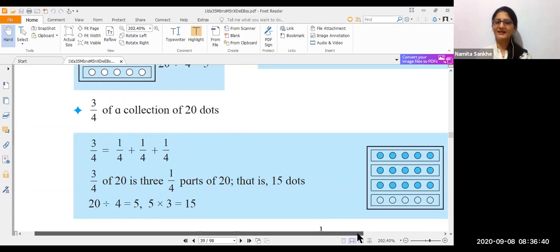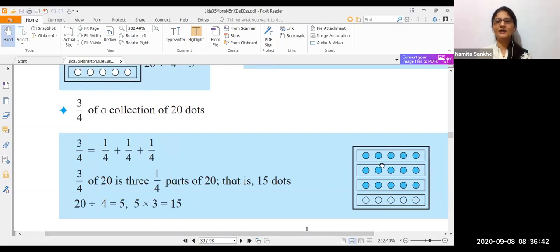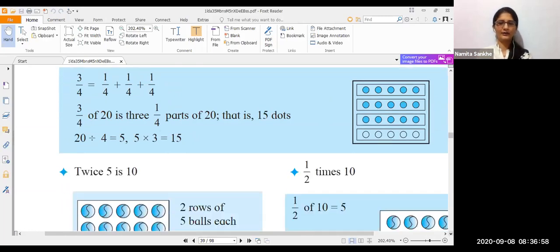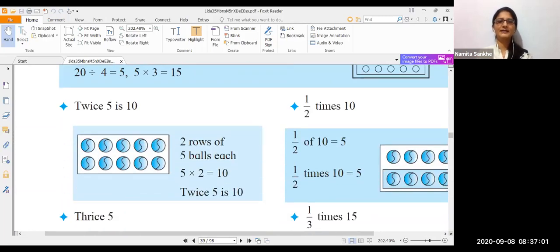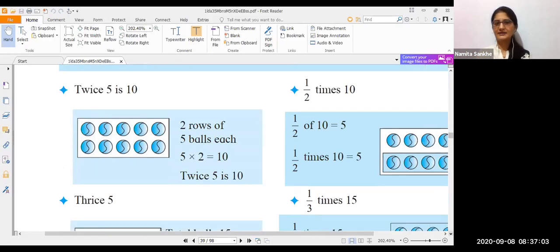15. Correct. 15 dots. Okay. So 15 is nothing but 3/4 of a collection of 20 dots. So you need to find out the perfect number with the help of the fraction given for a particular collection of dots or anything. Okay. Now here, see, twice 5 is 10.